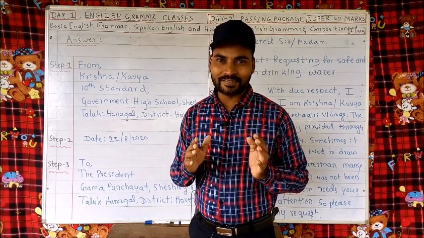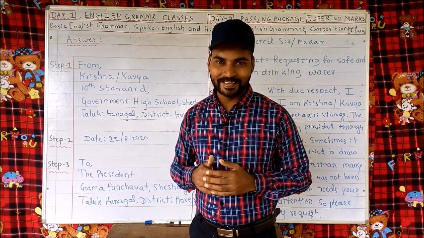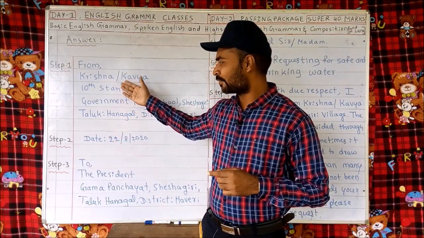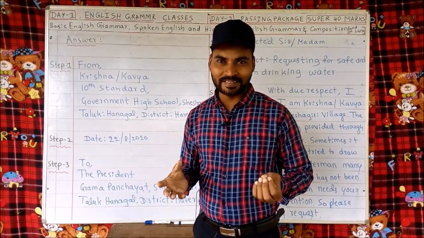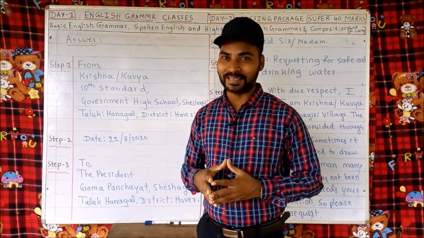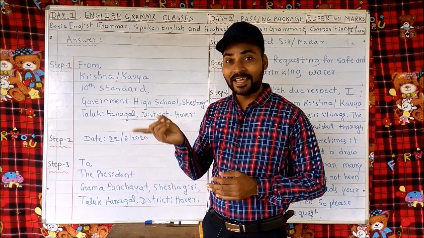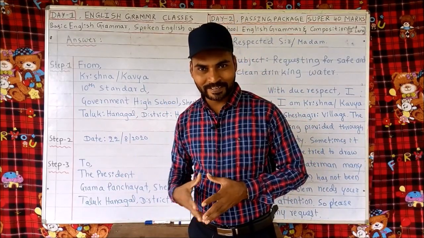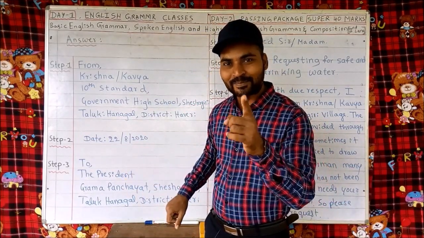You may observe some similarities between informal letter and formal letter. In the informal letter also we wrote step 1 and step 2, from address and date. Both official letter and personal letter are same when it comes to step 1 and step 2. But when step 3 comes, both the letters are different. There we wrote salutation in step 3: my dear father, my dear sister, my dear friend, like that. But here we write to address in step 3.